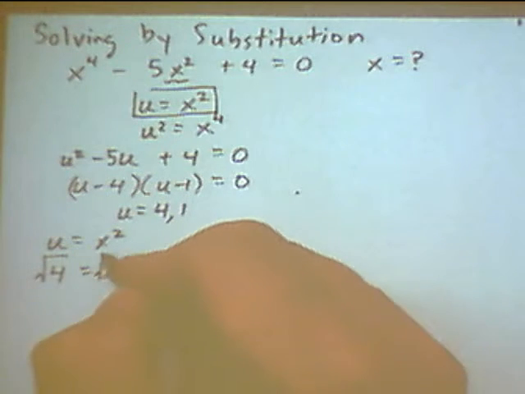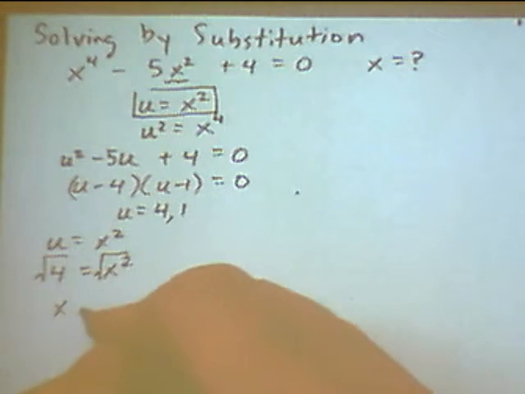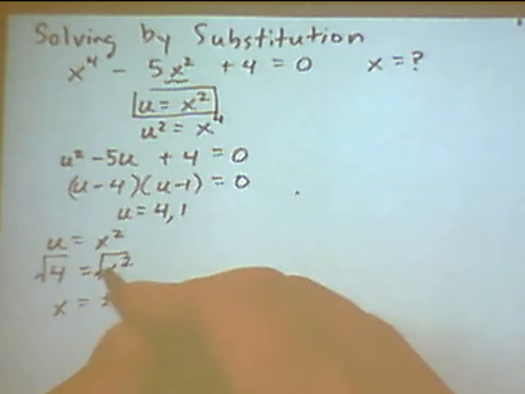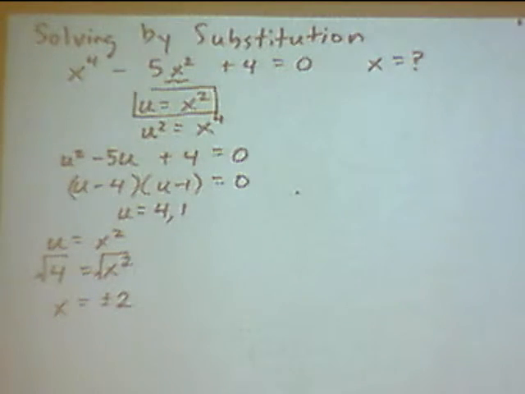Well, I take the square root of both sides. So when you do that, you actually end up with two solutions, because you have to remember, when you take the square root of 4, it can either be 2 or minus 2. So now I get the solution x equals plus or minus 2. Those are, in fact, solutions to my original equation.